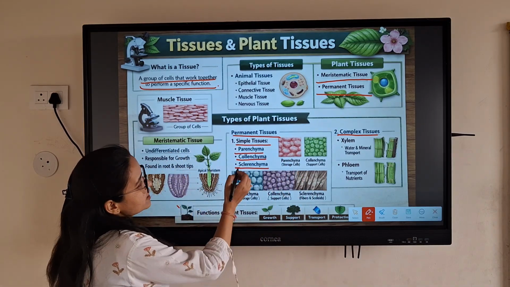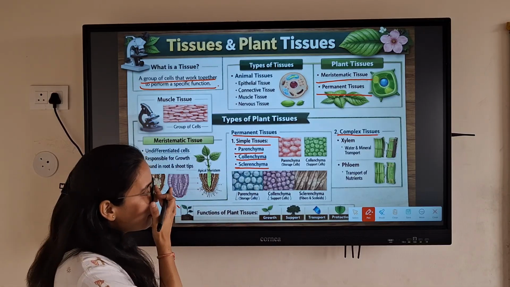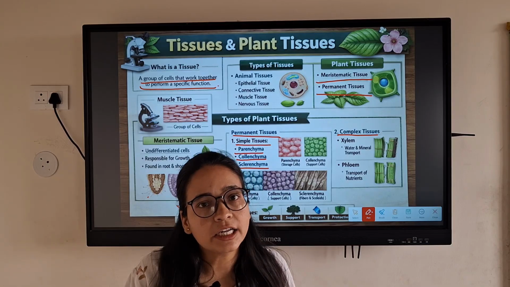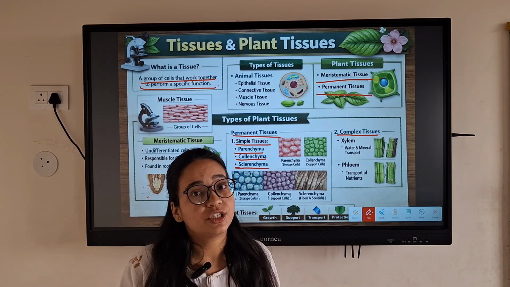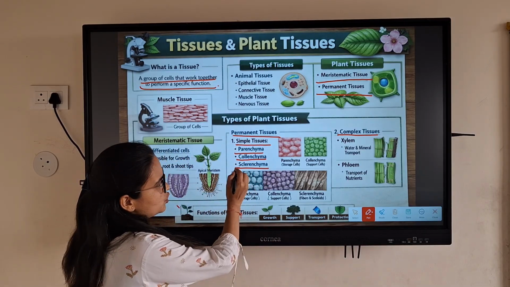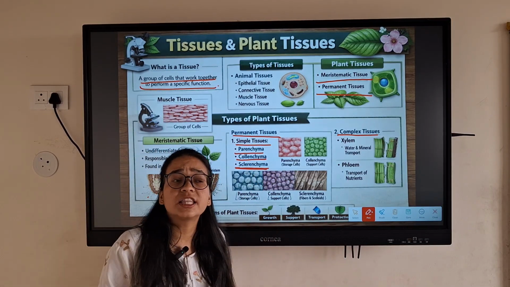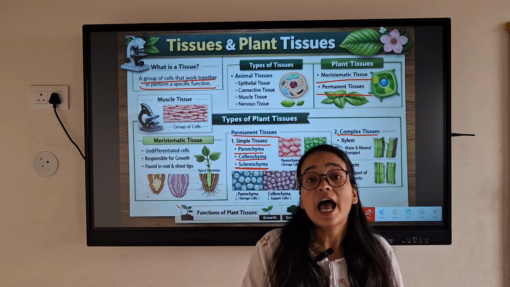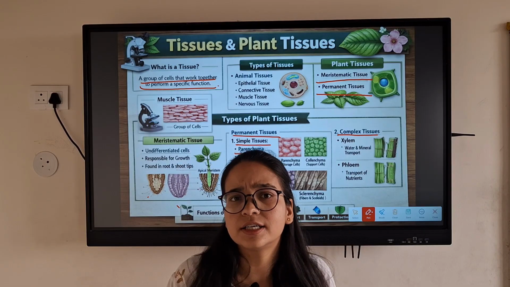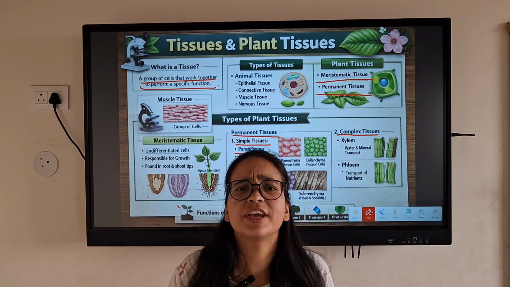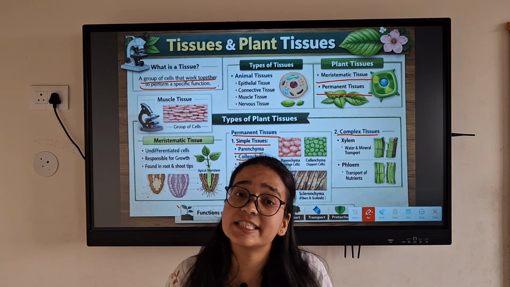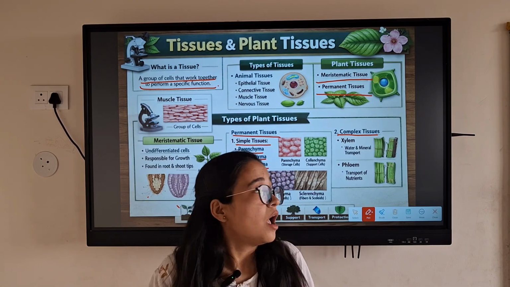Now, the next one is the collenchyma tissue. Collenchyma tissues are the supporting cells of the plant, or we can say that it also increases the flexibility of a cell. Now, the next one is the sclerenchyma tissue. Sclerenchyma tissues are the tissues which increase the rigidity of plant cells, or we can say that it increases the rigidity or increases the support of the plant.